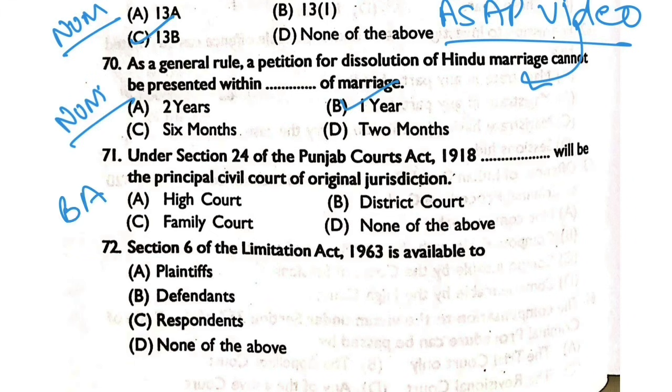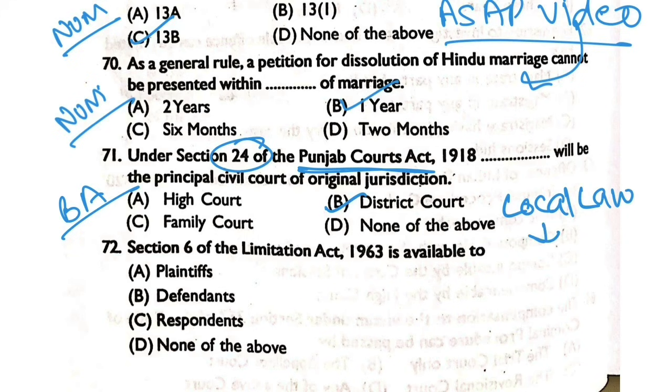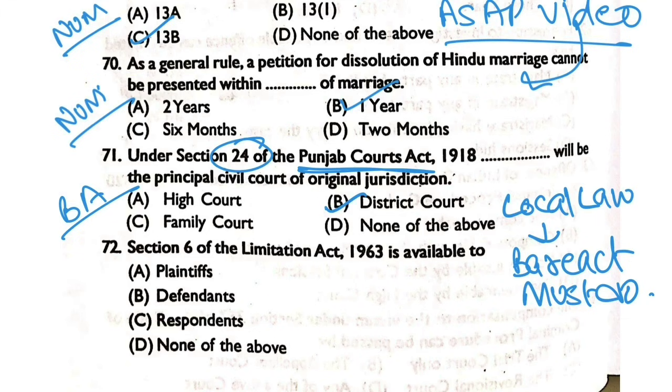Then question 71: under section 24, Punjab Courts Act dash will be the principal civil court of original jurisdiction. This is the district court. This is one of the questions from local law. They don't ask a lot of questions from local law, but there will be 2 to 3 questions. And you should definitely do the Bare Acts from local law even if you don't do anything else for the PT.